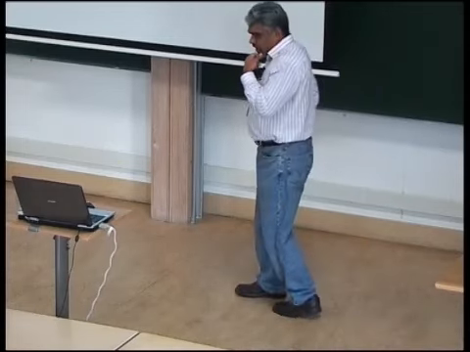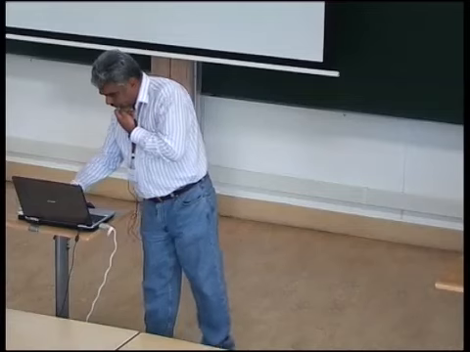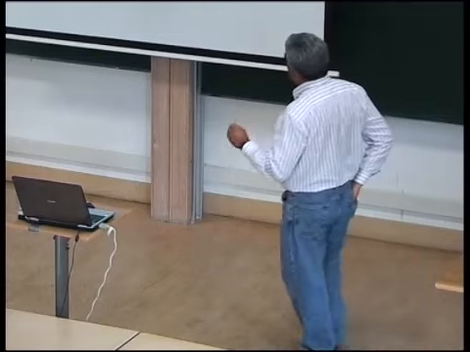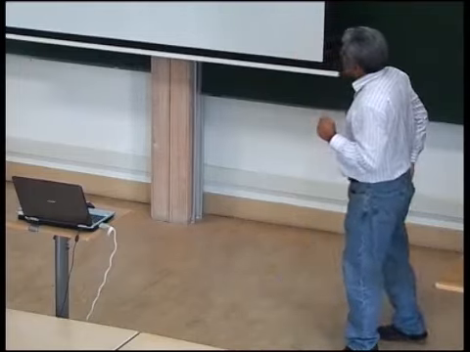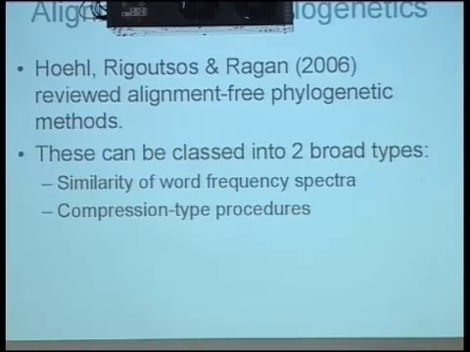And so I want to raise what I think is a reasonably intriguing question, that is, can we get away without assembling the genome? Now, for a few years, people have been thinking about how we can do phylogenetics without using alignments. And there are reasons why we would want to do this. And in fact, Höhl, Rigoutsos, and Ragan reviewed, in an extensive review last year in Evolutionary Bioinformatics, a whole series of alignment-free phylogenetic methods. And basically, these can be grouped into two types of methods. One is using word frequency spectra, and the other is using compression-type procedures.